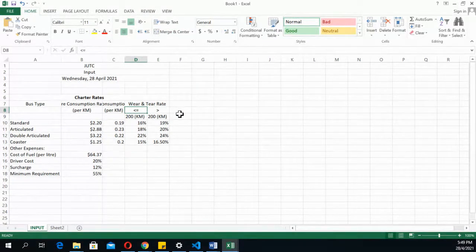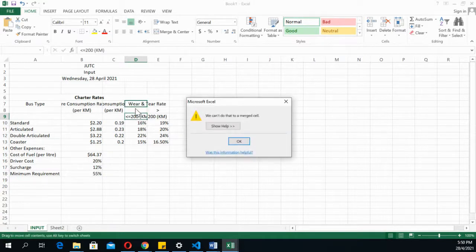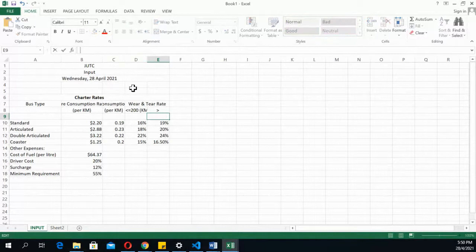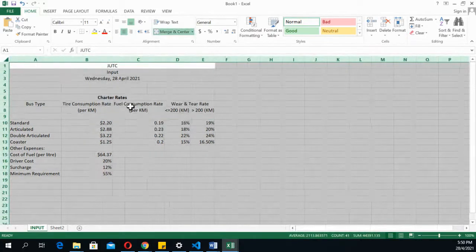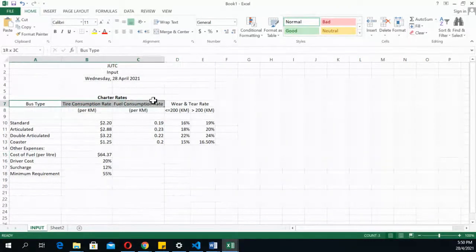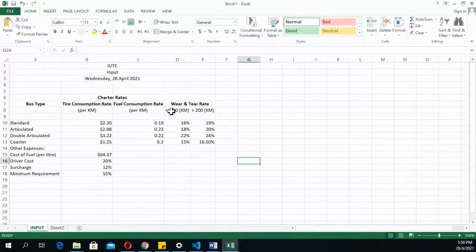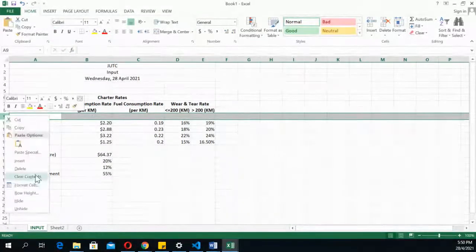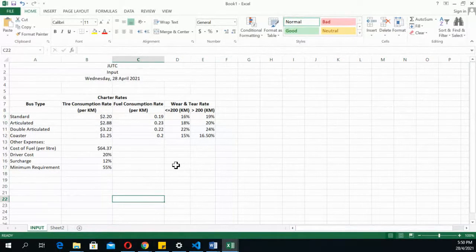So the wear and tear, we have two parts. The first is less than or equal to 200 kilometers, so I'm just going to put all of this here. And this is now greater than 200 kilometers. All right, so we have the tables here, so I think most of the data that we would need to use in our calculation.